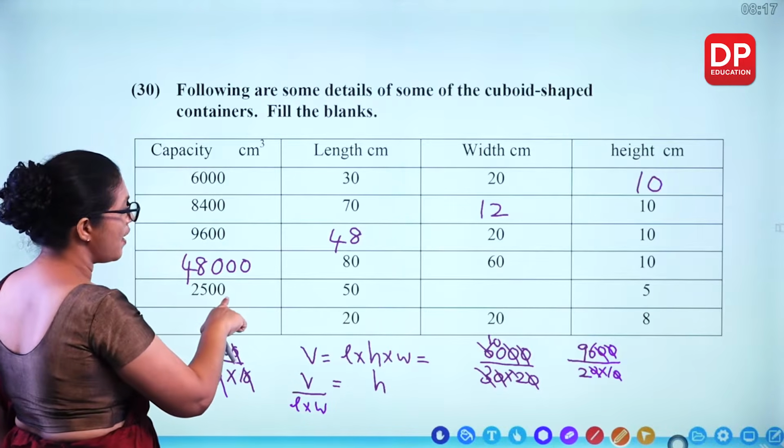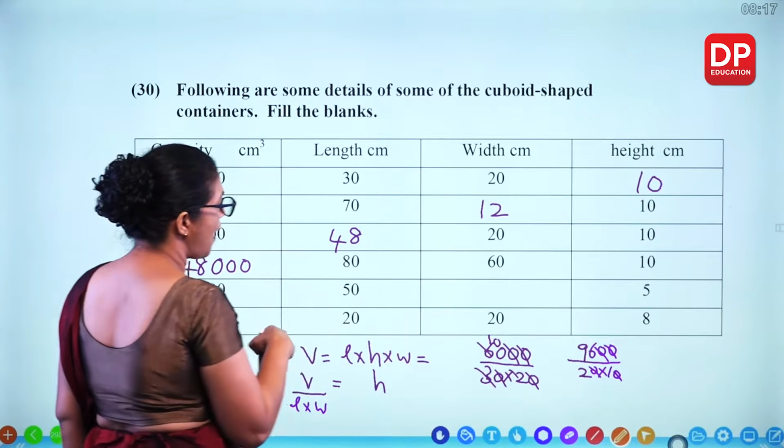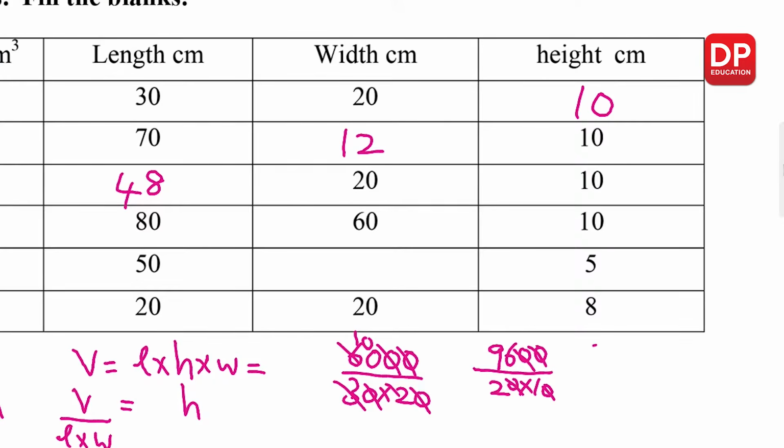Here 2,500 divide by 50 and 5. 0 get cancelled out. 5 times 5, 25. So 25 get cancelled out. You get 10.